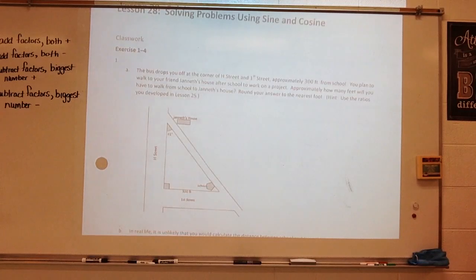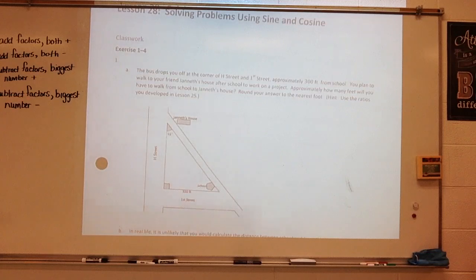The bus drops you off at the corner of H Street and First Street, approximately 300 feet from school. You plan to walk to your friend Janet's house after school to work on a project. Approximately how many feet will you have to walk from school to Janet's house? Round your answer to the nearest foot. Hint, use the ratios you developed in lesson 25.